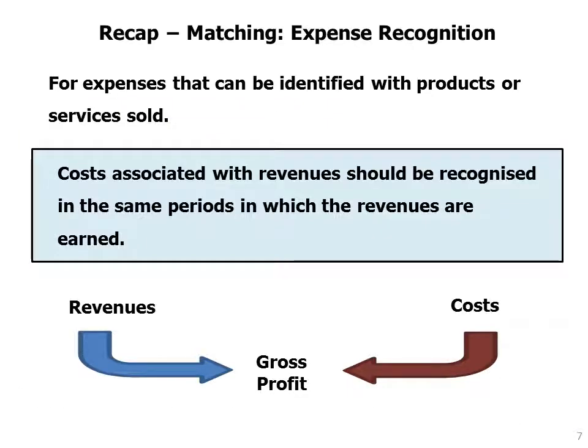So just to recap, one of the main principal goals of financial accounting is to produce a meaningful period figure for profit. And in order to do so, we need to match the costs associated with revenues, which should be recognized in the same periods in which the revenues that they help to generate are earned. So we match revenues against costs to produce a meaningful value for gross profit.